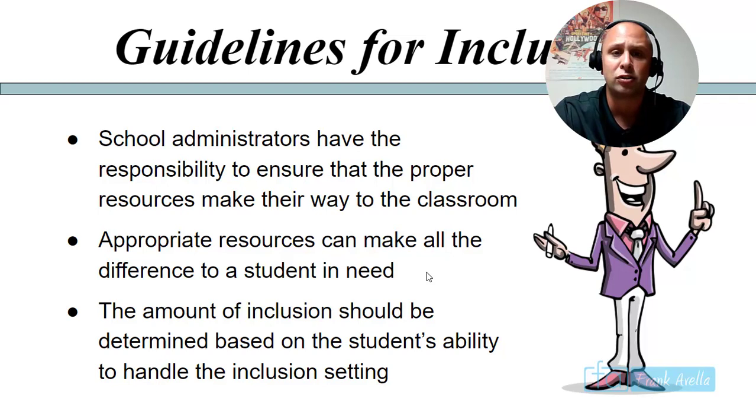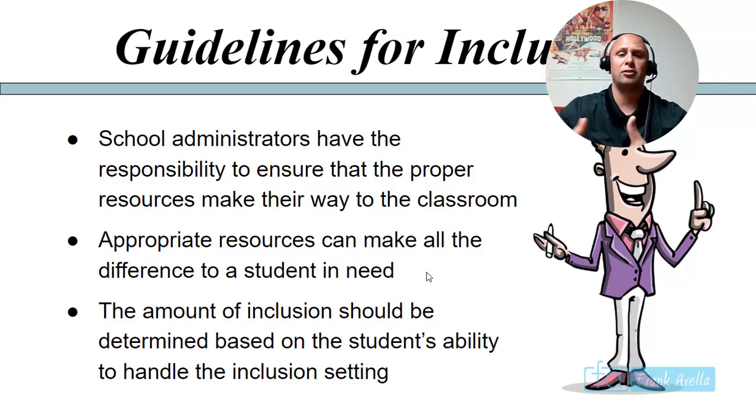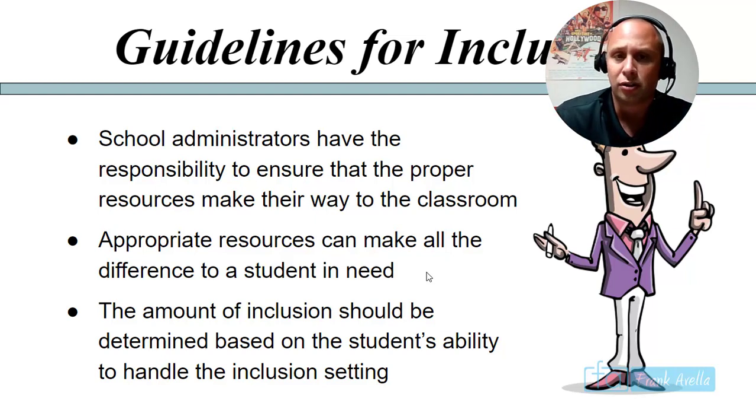The amount of inclusion should be determined by the student's ability to handle the inclusion setting. So that's usually from the IEP team. They determine if the child's ready. That kind of goes to mainstreaming. Will they be successful in the inclusion classroom?